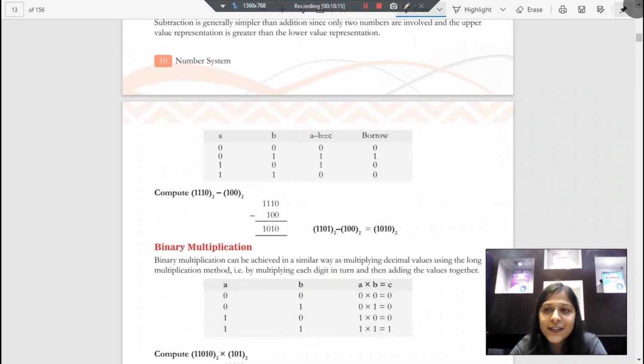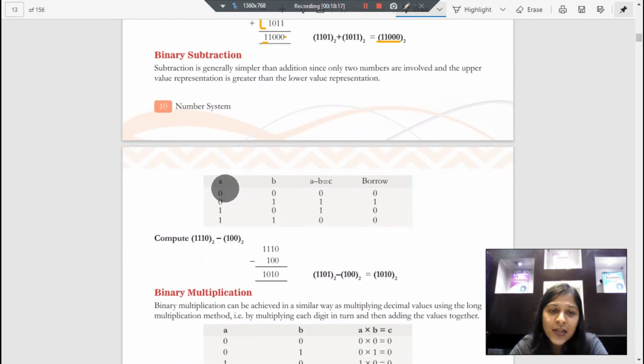Now we will study the system of subtraction. So 0 minus 0, that is 0, there will be no borrow. 0 minus 1, so if there's 0 here and 1 in the lower place, the subtraction will be 1, but there will be the concept of borrowing.